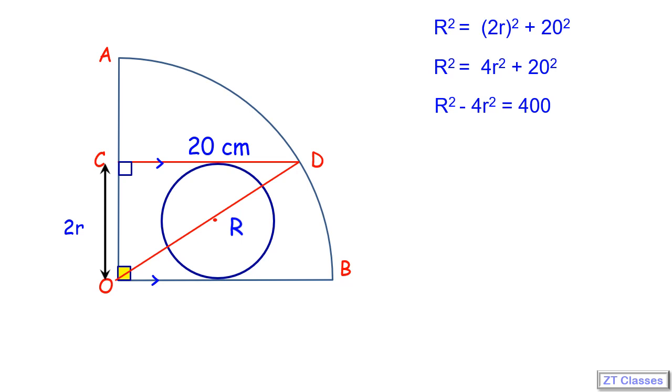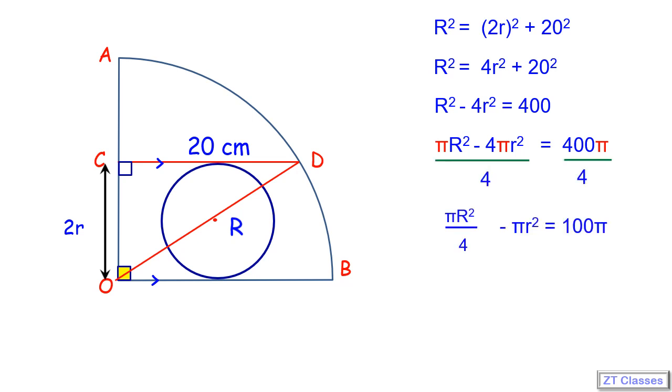Let's multiply by pi on both the sides. So pi R square minus 4 pi r square equals to 400 pi. Let's divide the equation on both sides by 4. So we get pi R square by 4 minus pi r square equals to 100 pi.